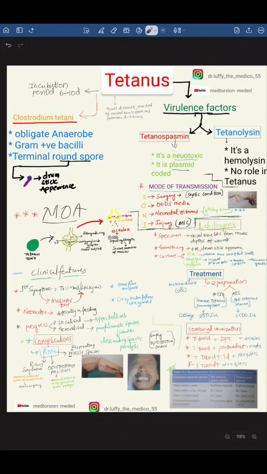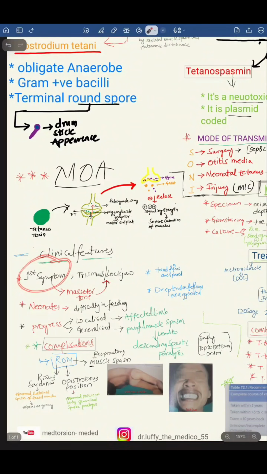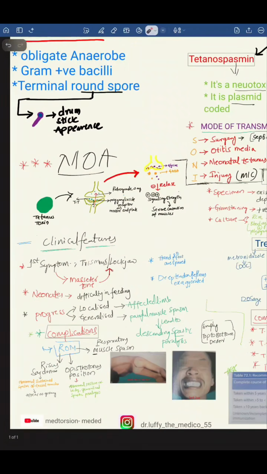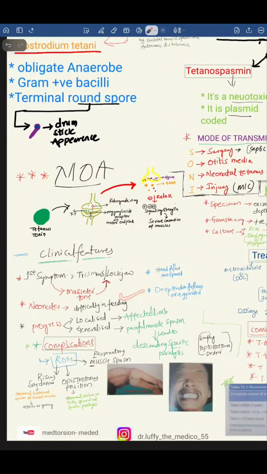Let's learn about the clinical features. The first symptom of tetanus is trismus or lockjaw. Here the masseter tone is increased. It is one of the first clinical features noted. Facial muscle contractions can be seen. In neonates, we can observe difficulty in feeding.